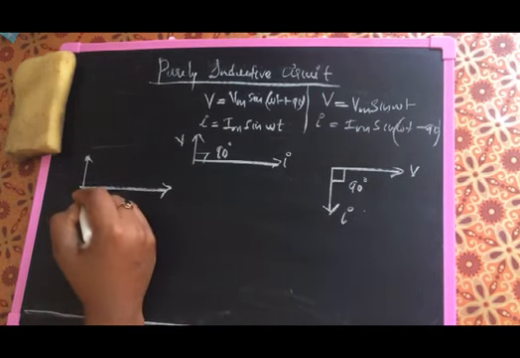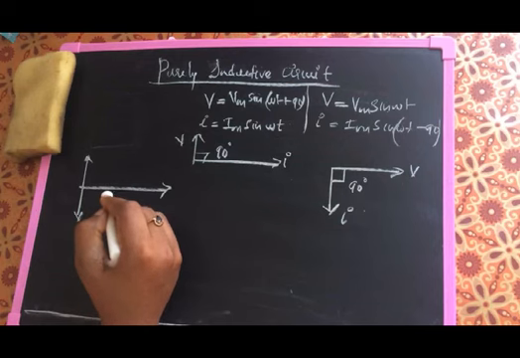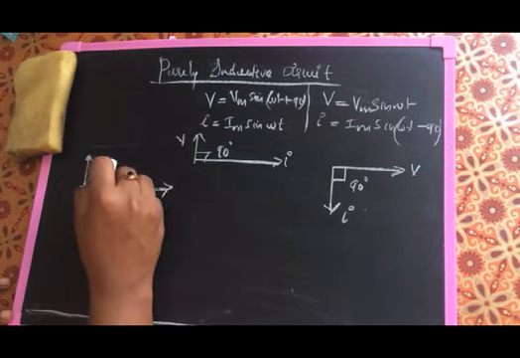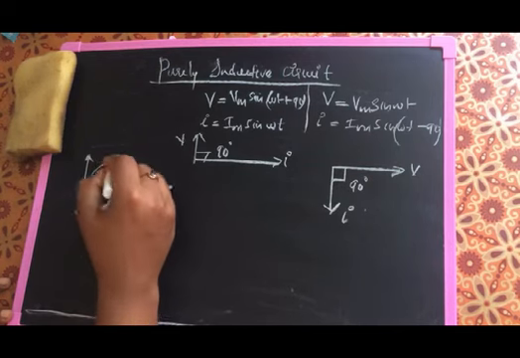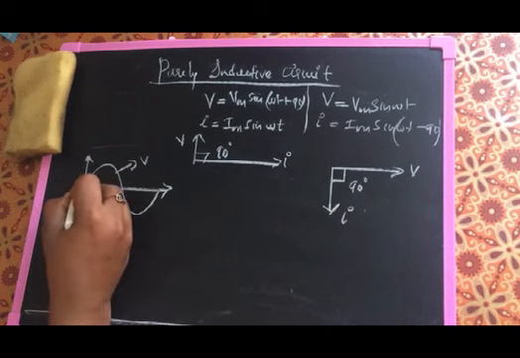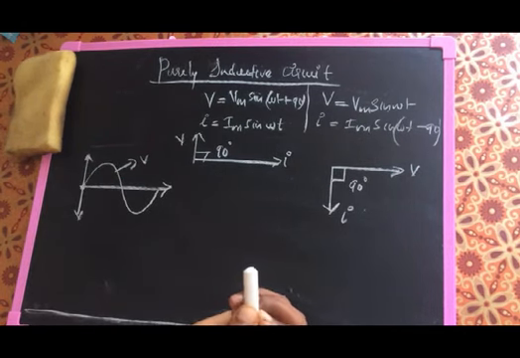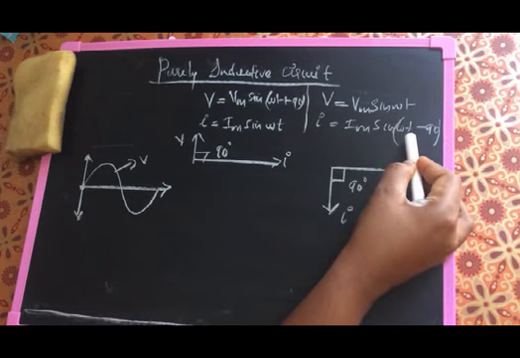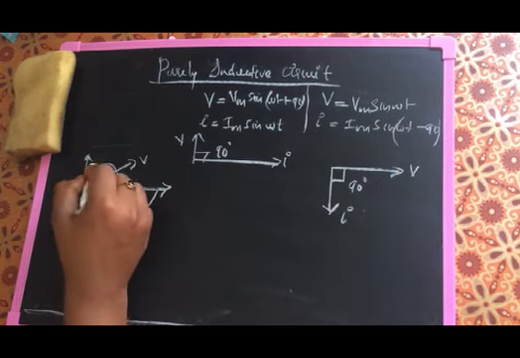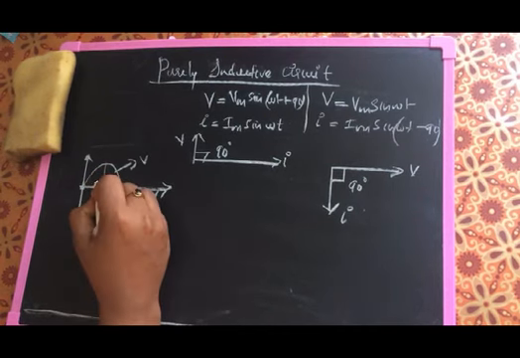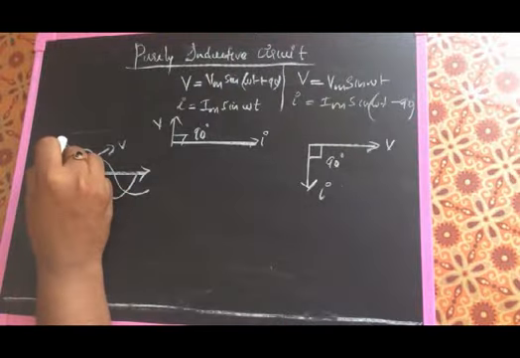So let's check how the waveform will come. We are taking voltage as reference. Say this is the waveform of voltage V. I have taken voltage as reference starting from 0. So where should the current start? Since I have taken voltage as reference, current should lag voltage by an angle of 90 degree. Lag means it should come after 90 degree.